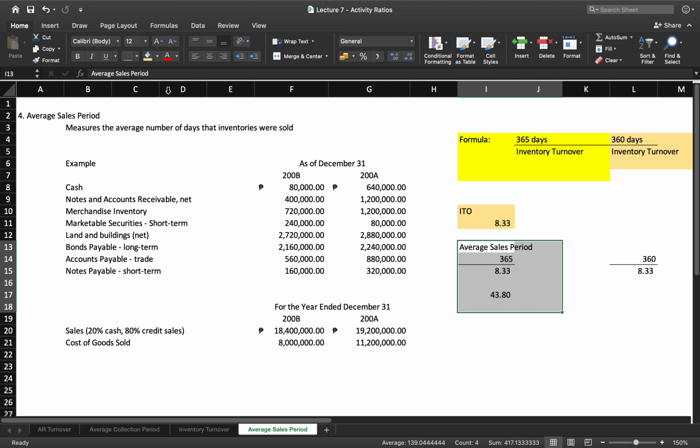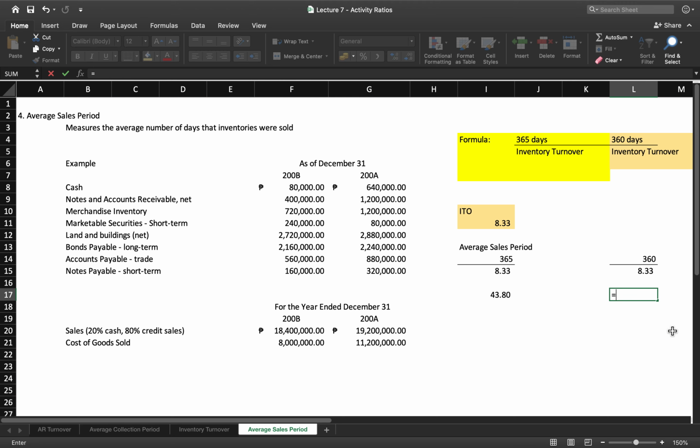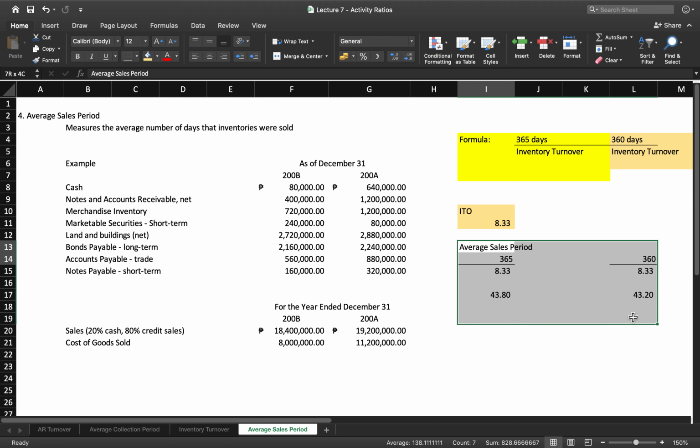Highlight natin. Ay, ito pala muna. What about yung non-conservative? So, 360 days and then we just have to divide it by 8.33. So, mas mabilis. 43.20 days before we are able to convert our inventories into sales. So, bago tayo makabenta, it would take us 43.20 days. So, ito class, ang ating activity ratios or asset management ratios. So, isa na lang.